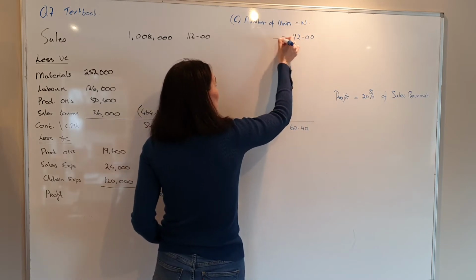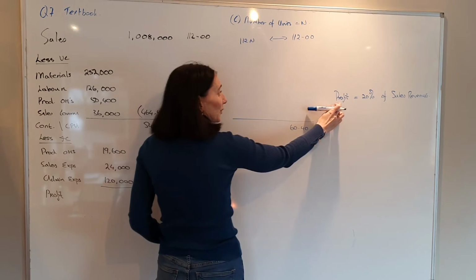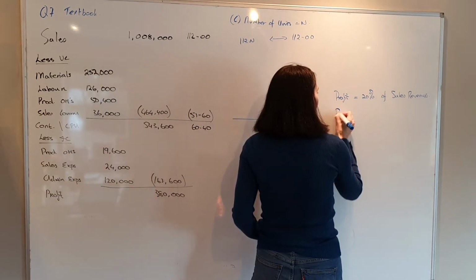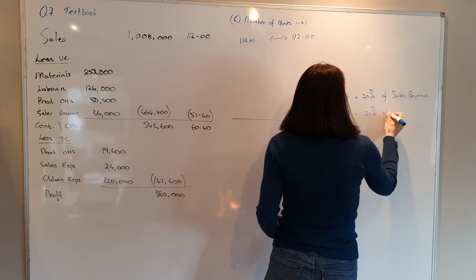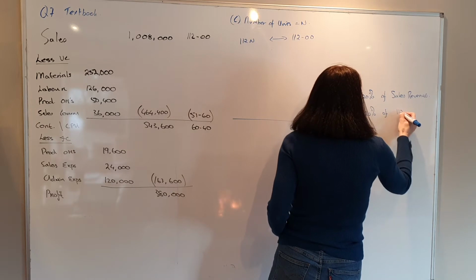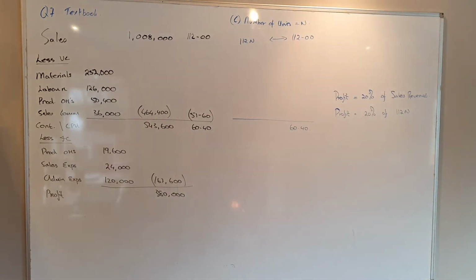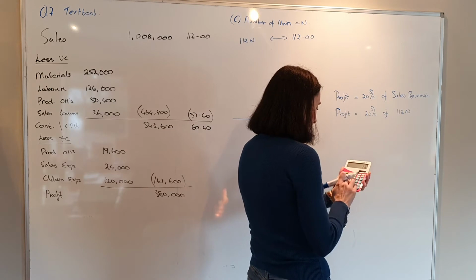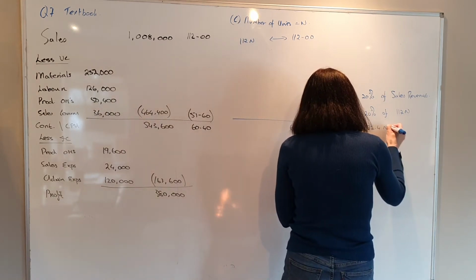And if I want to work back over to revenue, it's 112n. And you want your profit to be 20% of your sales revenue. So you want your profit to equal 20% of 112n. Sorry, I need to get a calculator. Okay, sorry. So 112, and I want 20%. So I want my profit to be 22.4n.